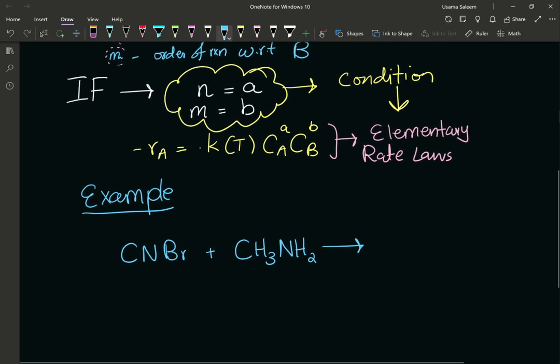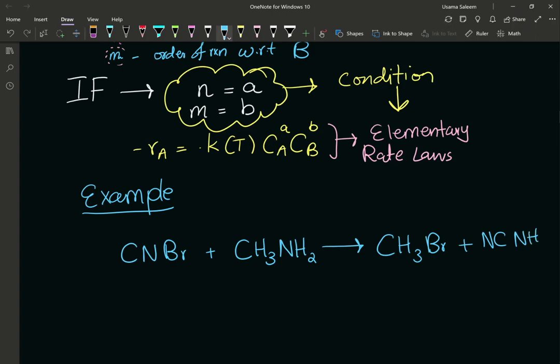Hold on, let me look up my notes real quick. Sorry about that. Oh yeah, it gives you methyl bromide, CH3Br, and this other compound, cyanoamine, I believe. All right, I don't really remember my organic chemistry right now.